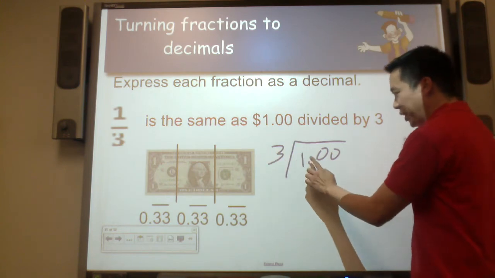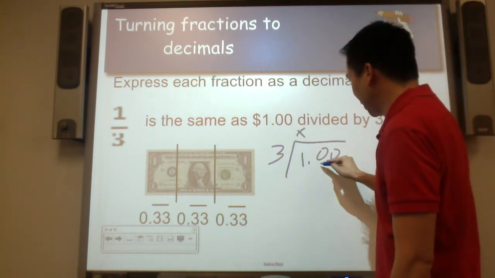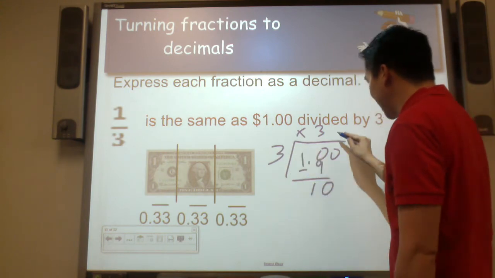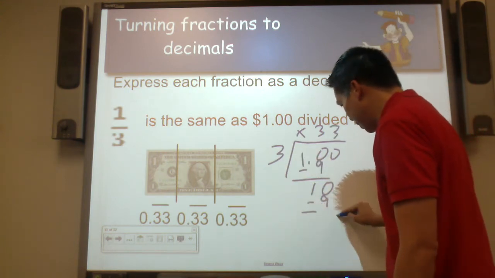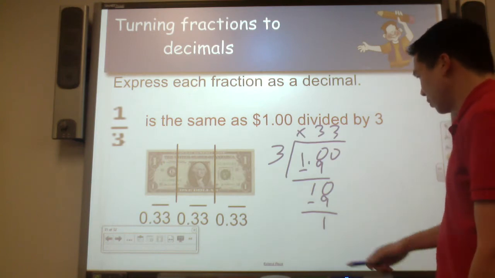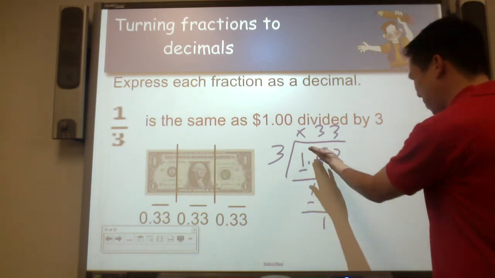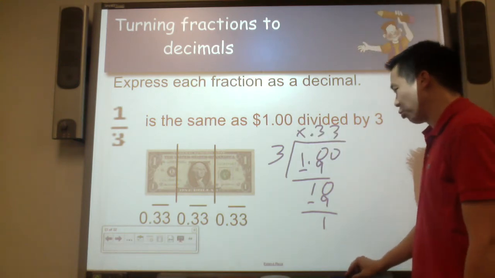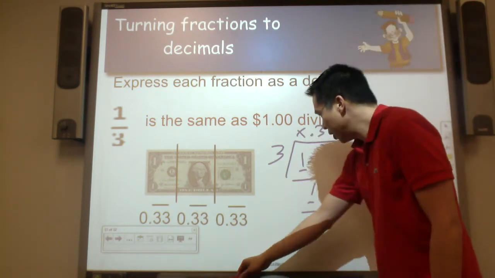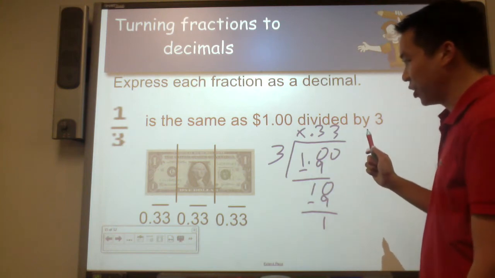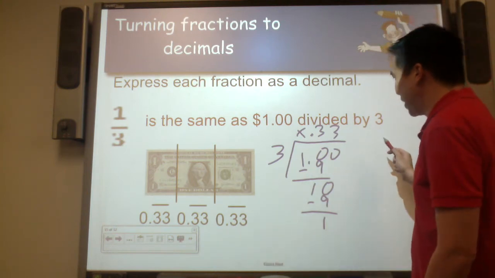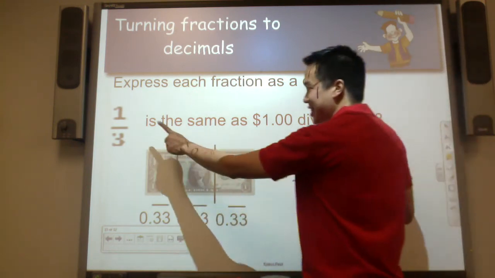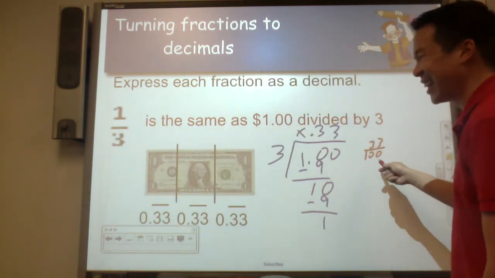Let's see. Can 3 go into 1? No. Can 3 go in 10? 3 times. Can 3 go in 10? 3 times again. You know what? I'm going to stop right here. It looks as though it's just repeating over and over. I am not going to continue writing this over and over. So is the answer 33 hundredths? No. Because that would be 33 over 100, which is not the same as 1/3, which is less than 1/3.